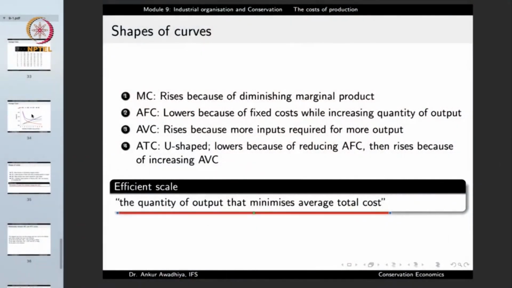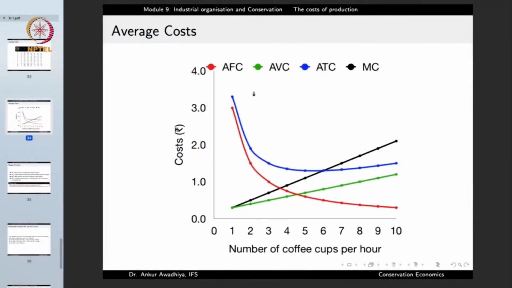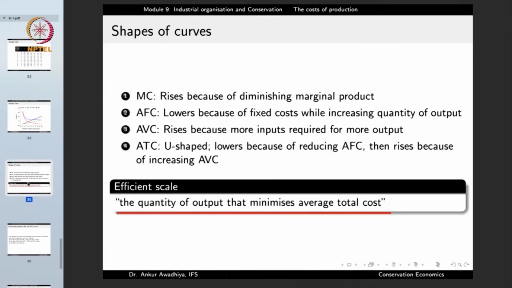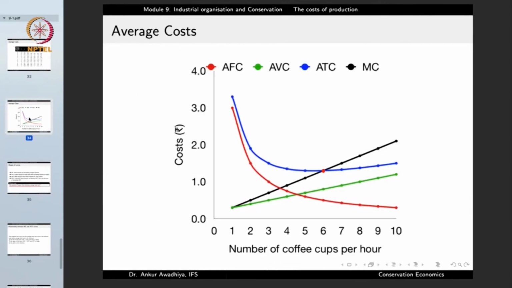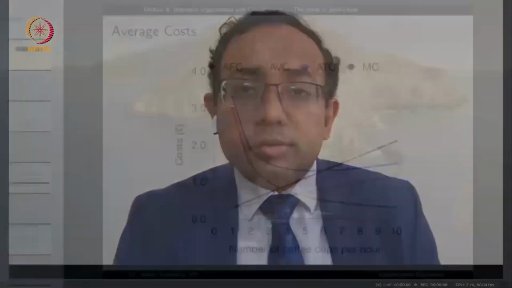which means that when we look at this curve, at this point, the average total cost is minimum. So this quantity, which is 6 cups of coffee, we will say that this is the efficient scale because this quantity of output minimizes the average total cost. So the average total cost is the least at 6 cups of coffee. But then how do we reach this lowest value? Is there any correlation between all of these costs?